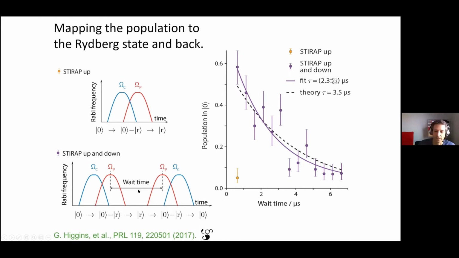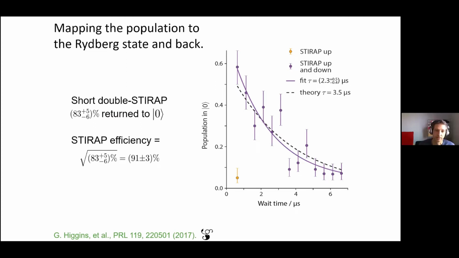If we change the waiting time here, we can actually measure the lifetime of our Rydberg state. And here what we then see is a lifetime of something like 2.3 microseconds, which is consistent with theory, I would say. The theory is for a 42 S1/2 state, and including blackbody radiation losses actually.